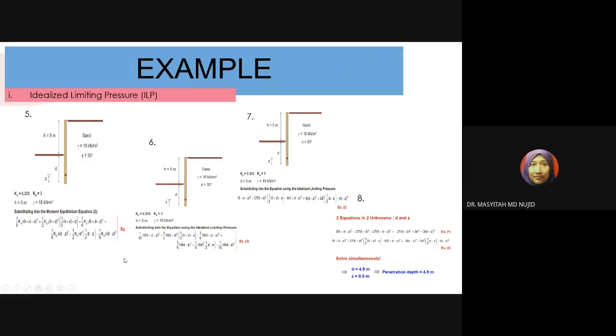And then again, by taking equation 2, substitute this value into equation 2. So you can have the last one as seen in figure 7. Then solve simultaneously both equations from force equilibrium and the moment equilibrium. Therefore, D is equal to 4.9 meters and Z is 0.5 meters.